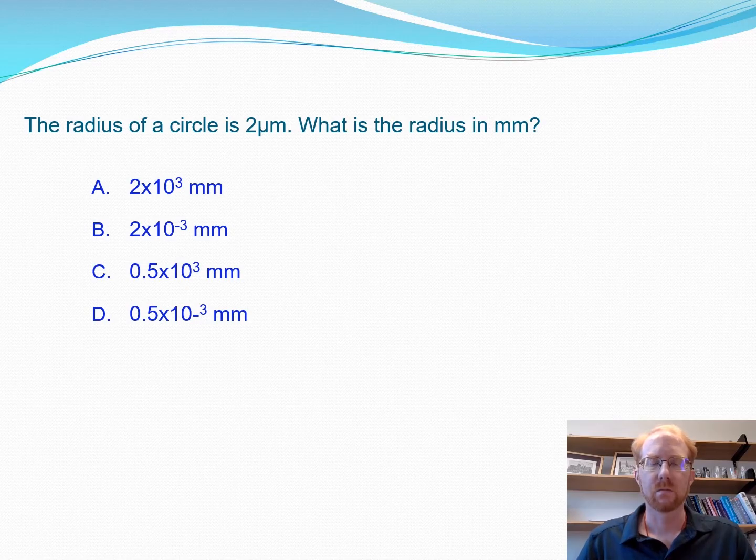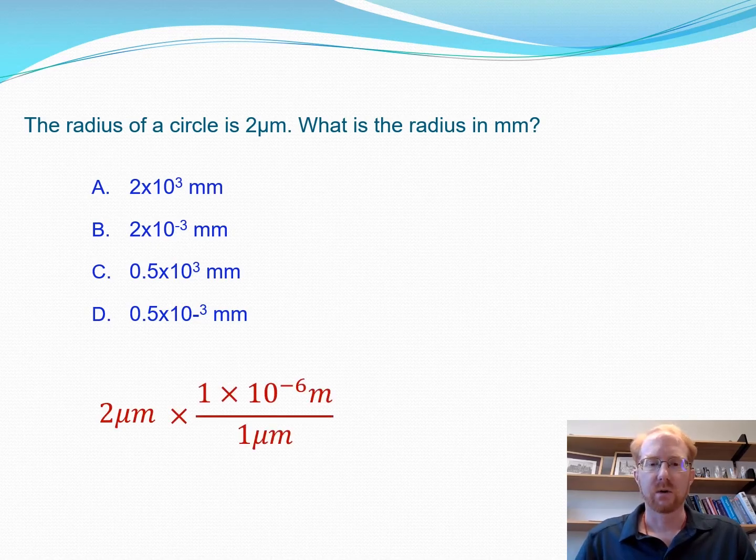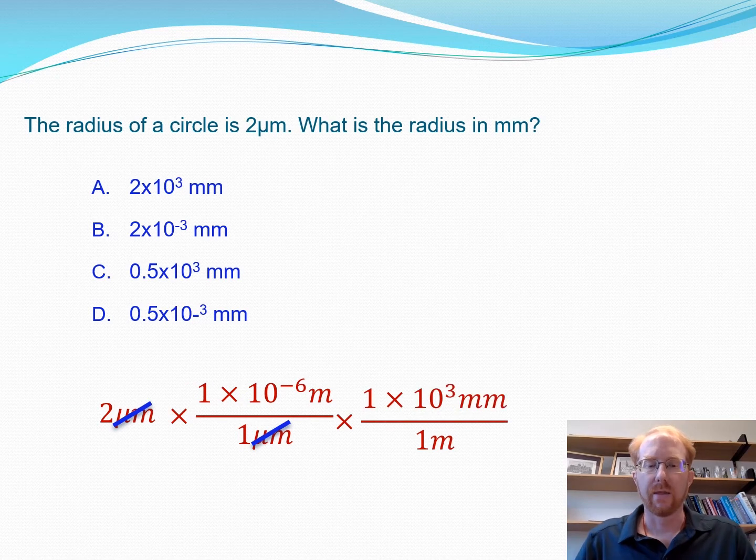All right, so here we want to go through and convert from micrometers first to meters. So we're going to do that. We're going to go from 2 micrometers, and we're going to convert that into our base unit of meters. That's going to allow us to cancel off the micrometers. And then we're going to go from meters to millimeters. So now our meters cancel away, and I'm left with units of millimeters. That checks off. That's the units I need to end up with. Now it's just a matter of doing the multiplication.